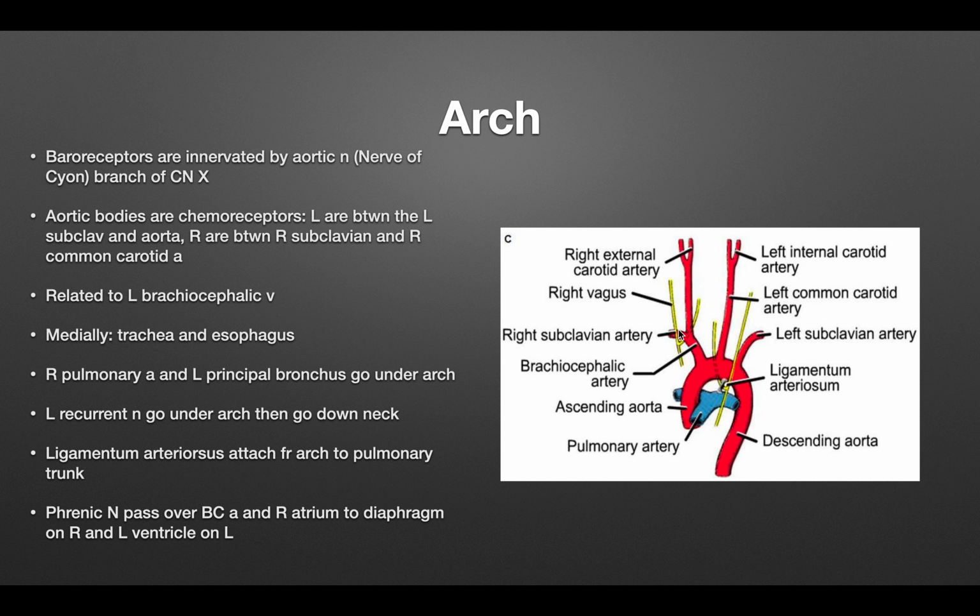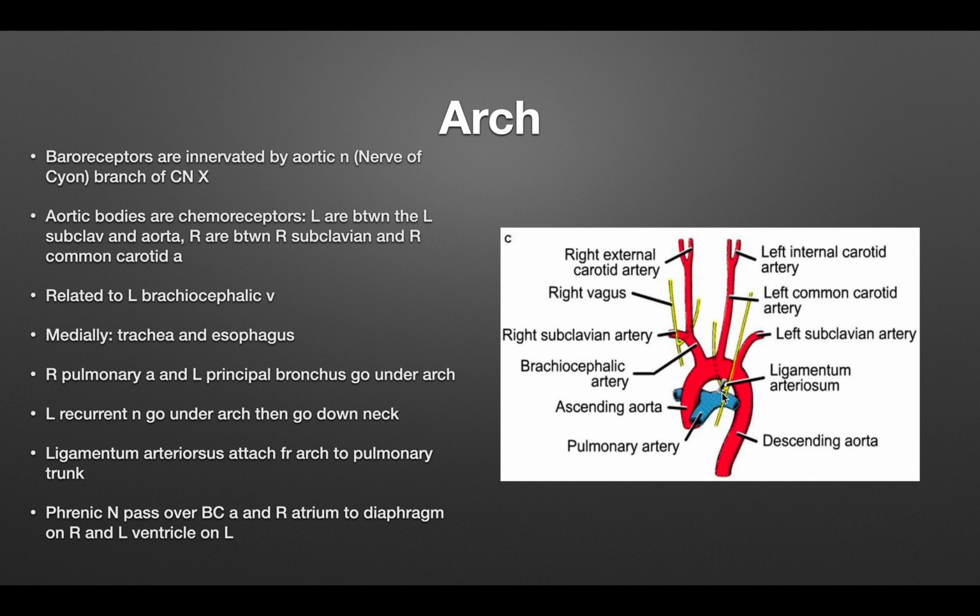The patient you'd be operating on wouldn't be able to regulate their blood pressure if they are damaged. The arch is also related to the left brachiocephalic vein and medially to the trachea and esophagus, right behind it. What's important to know is that the right pulmonary artery and the left principal bronchus will go right under the arch. Connecting the pulmonary artery to the aortic arch is something called the ligamentum arteriosum.